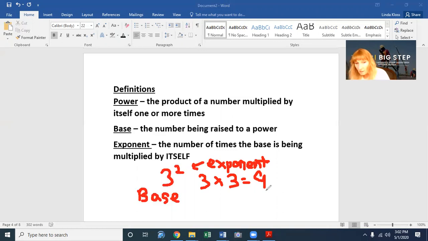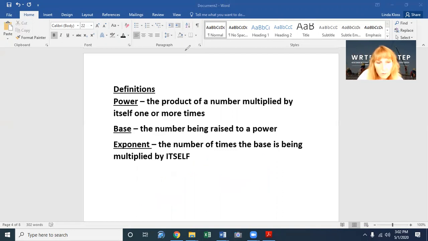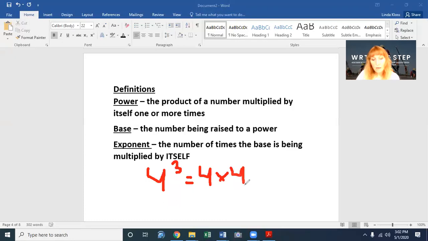Okay? Try this one. Let's clear this. Try 4 to the third power. What would that be? Well, it would be 4 times 4 times another 4. Right. So how would we figure that out? So we have 4 times 4 is 16. And then 16 times another 4. What is 16 times 4?